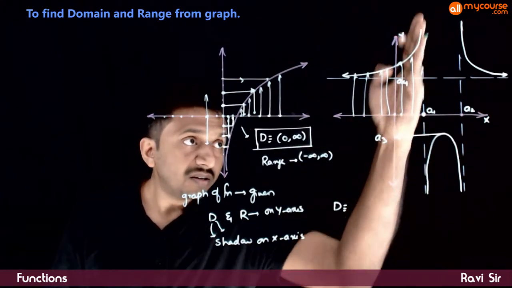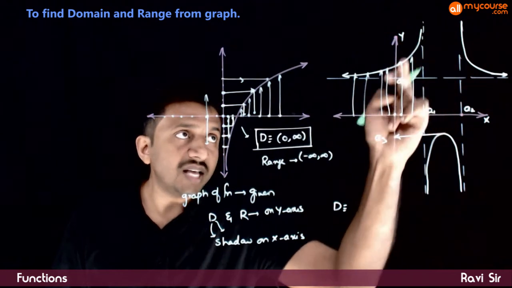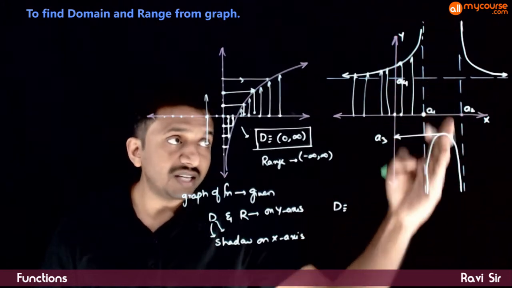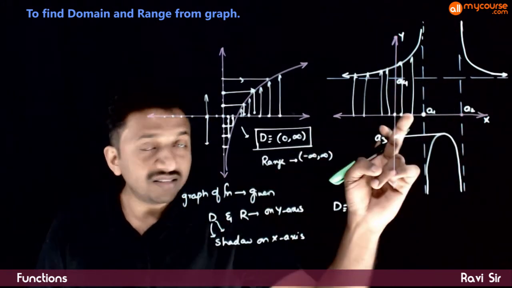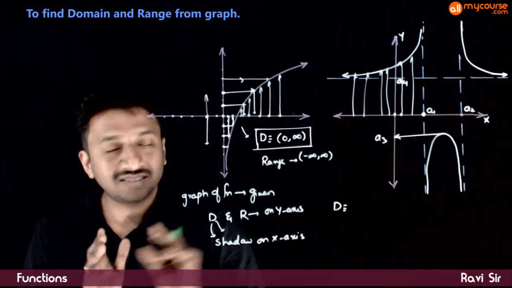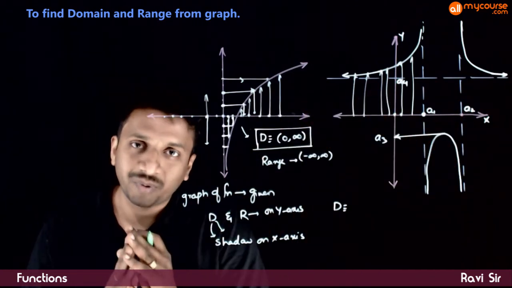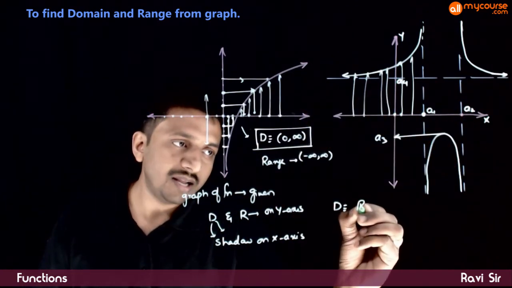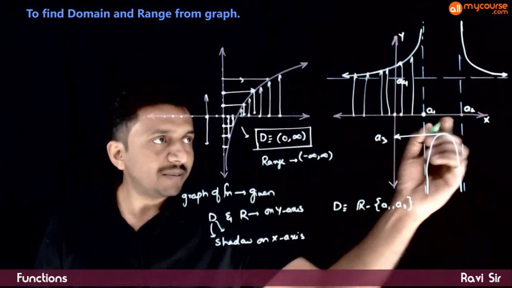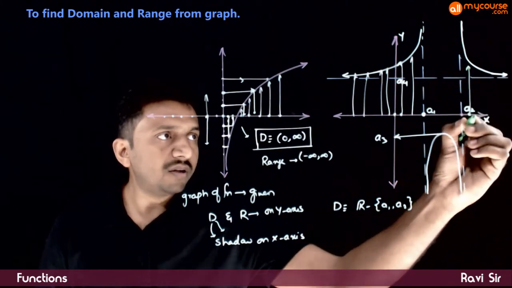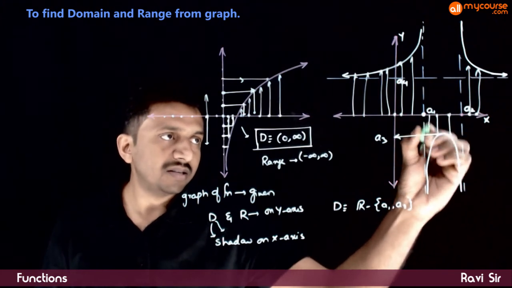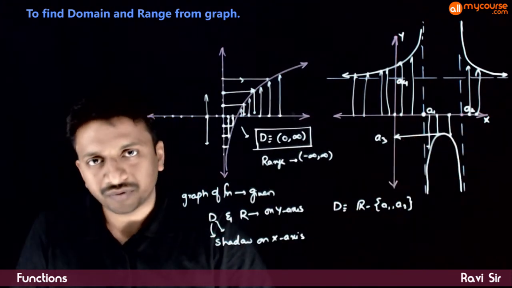Corresponding to this a1, the curve, as you can see, is asymptotically touching x equal to a1. Similarly, the curve is asymptotically touching x equal to a2. That means corresponding to a1 and a2, the value of y is infinity. Hence, these two points do not come in the domain. So the domain is all real numbers except a1, a2. Except at these two points, wherever you draw a vertical line corresponding to an x, you get a value of y.